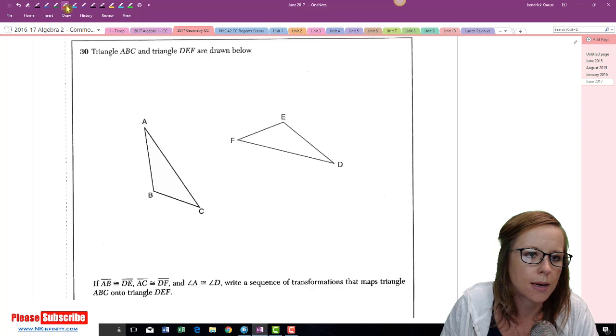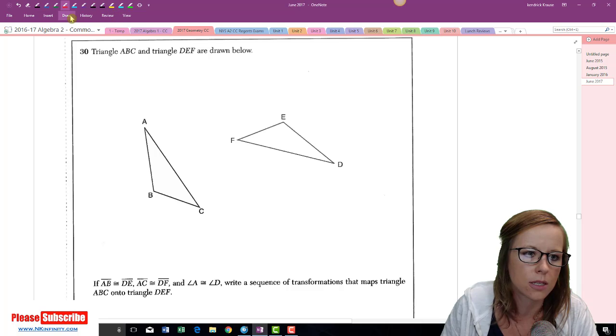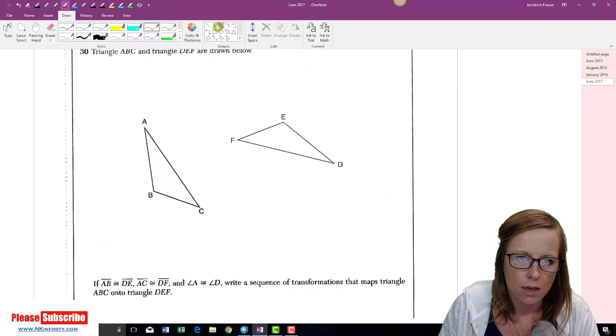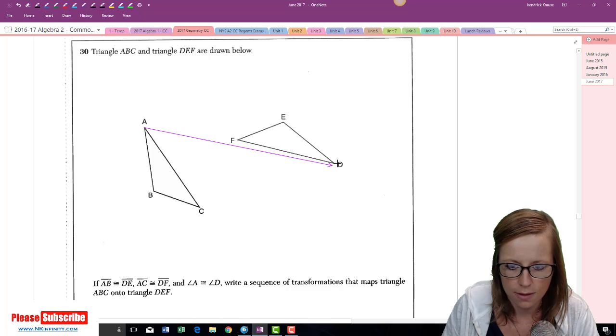So I want to use this, but I want those drawing tools, and I don't know where they went. Draw. I'm going to try to use this, and I'm going to, oh, darn. Okay. So, oh, come on. I had it just a second ago, didn't I? And I had to goof it up.